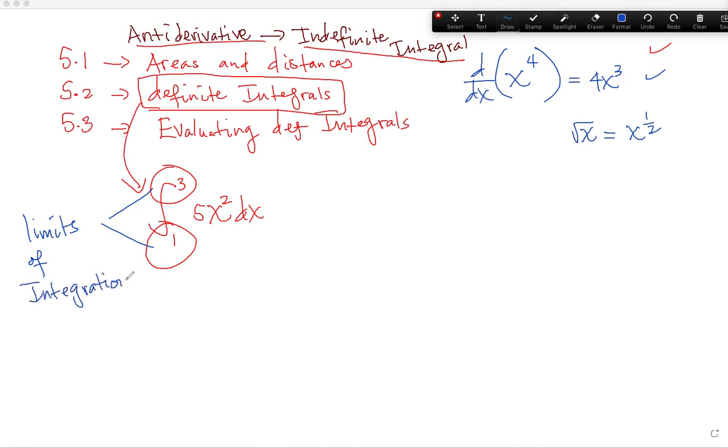Okay, so talk to me. How would you deal with this? Well, just get me started. 5x to the third over 3. Beautiful. 5x to the third over 3.